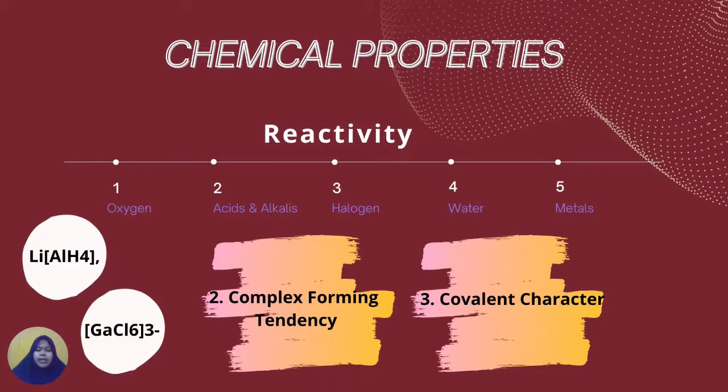For the complex forming tendency, Group 13 elements have more tendency to form complexes than S-block elements due to their smaller size and greater polarizing power. For example, boron can form many complexes as it has sp3 hybridized orbitals and tetrahedral geometry. For example here, lithium aluminium hydride. And lastly, the chemical property is covalent character.